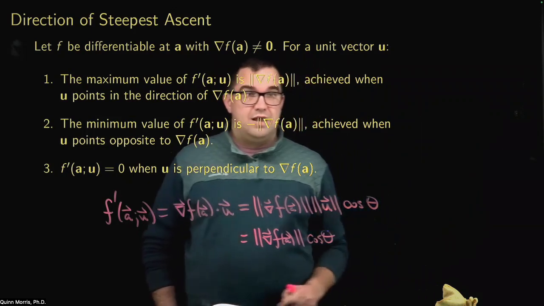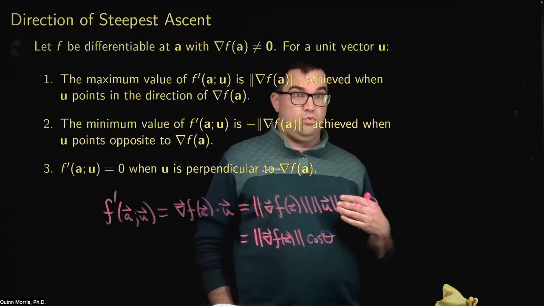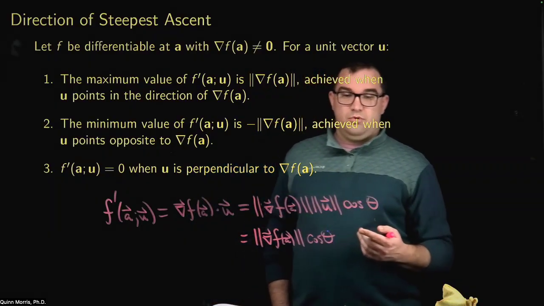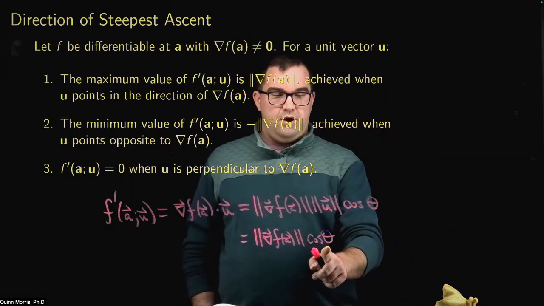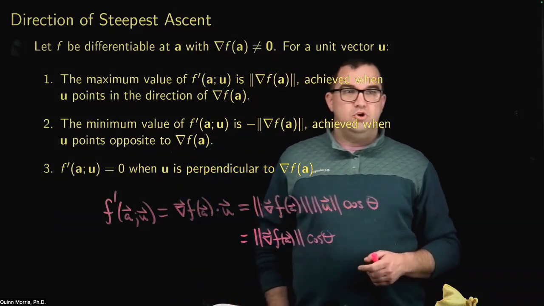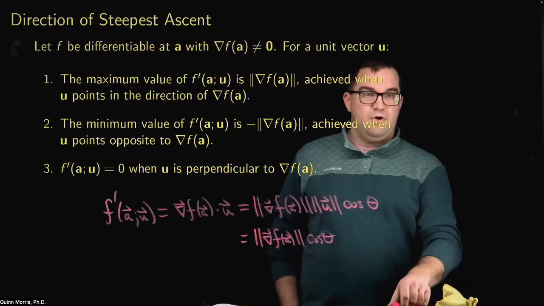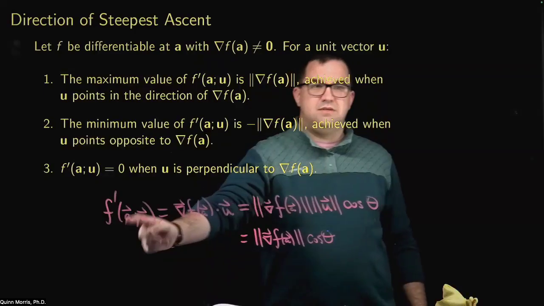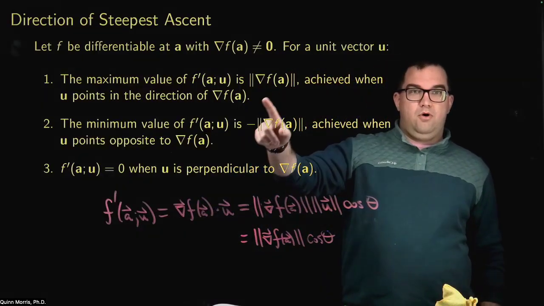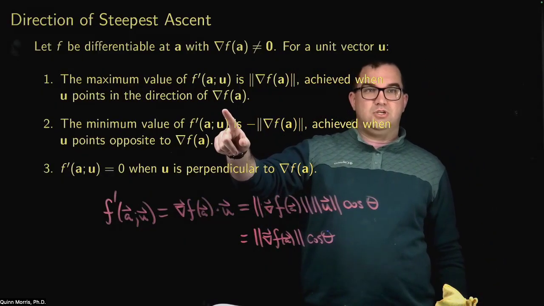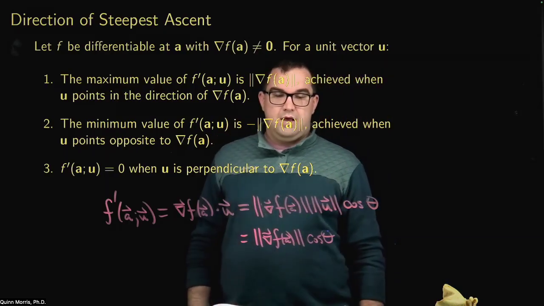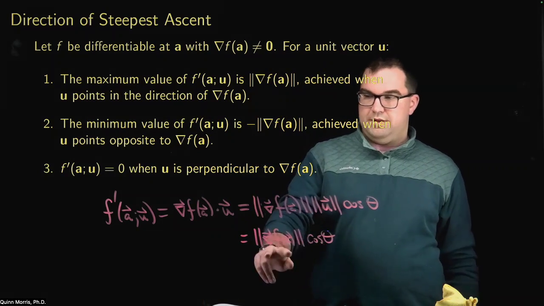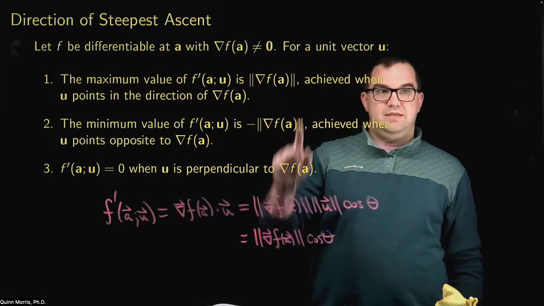So the largest cosine can be is what? It's 1, right? And when is cosine equal to 1? Well, that's when theta is equal to 0. That means the angle between u and the gradient of f is 0. That means they're pointing in the same direction. So the maximum value of this occurs when theta is equal to 0, which means that u points in the direction of the gradient of f. And then that just gives you 1, and so this derivative value is this.